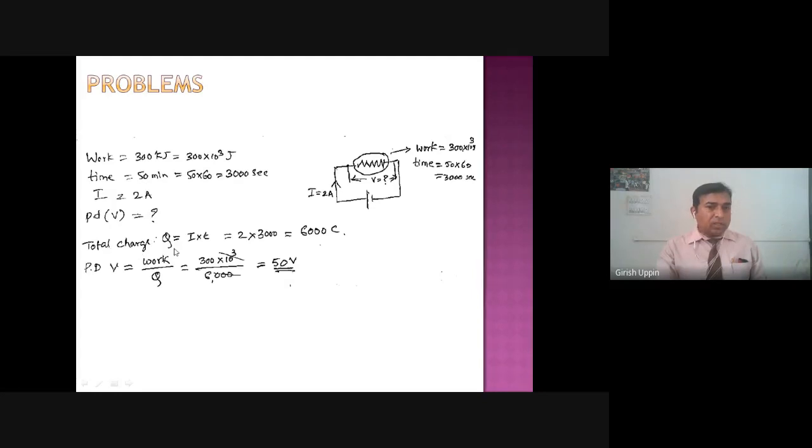Then total charge, how much is the charge? Q is equal to I into T, so 2 into 3000. Whenever you are calculating the energy earlier, you can represent it as kilowatt hour or watt hour or watt second. But when you are using it in this formula for the potential, it should be represented in watt second.